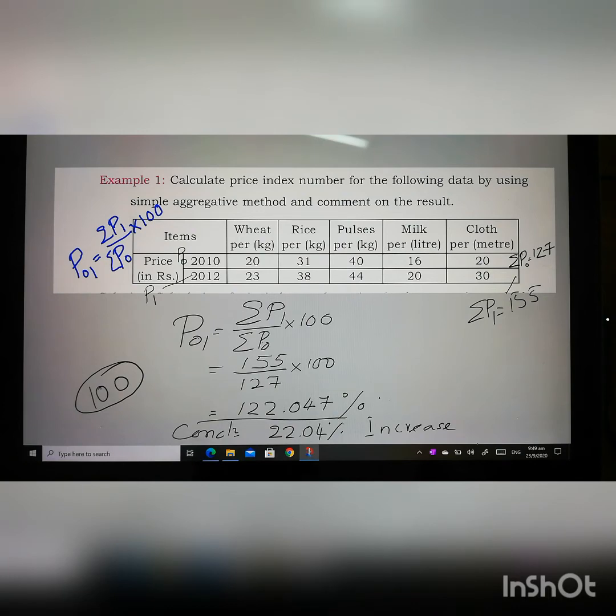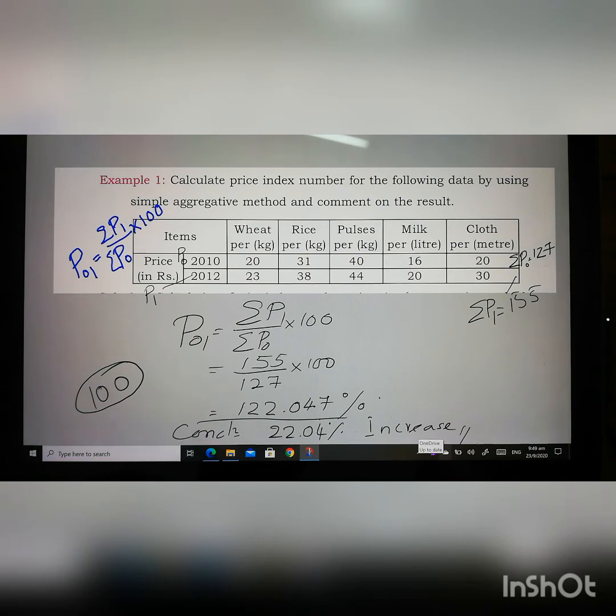22.04% increase over the base year. The prices of 2012 have increased by 22% as compared with the prices of 2010. This is the conclusion that we can give regarding this problem, students.